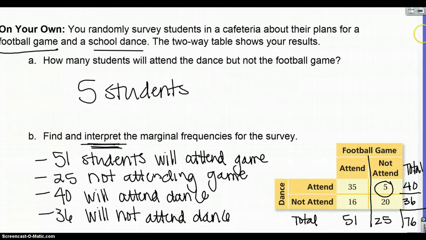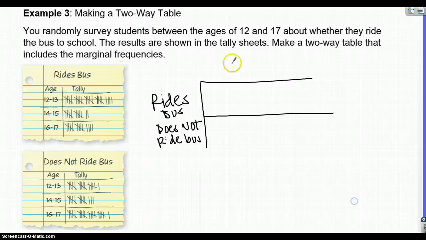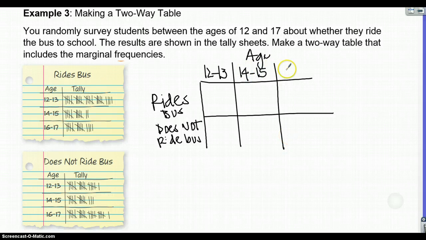And then it's broken into ages. So up here is going to be their age. So this is 12 to 13 is our first group. Second group is 14 to 15. And third group is 16 to 17. So the amount that ride the bus that are 12 and 13 is 5, 10, 15, 24. And I just counted up these tallies right here. The amount that ride the bus that are 14 to 15 are 5, 10, 12. The amount of people who ride the bus 16 to 17 is 5, 10, 14.